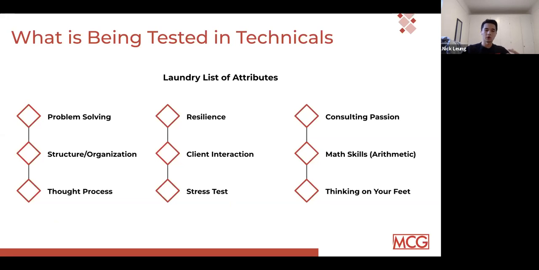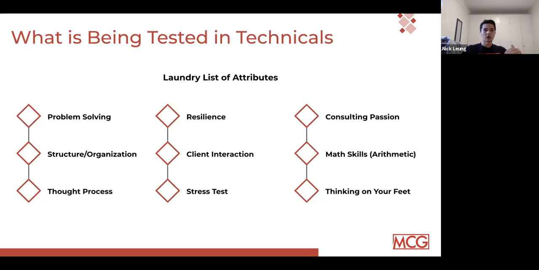The first is, of course, problem solving. The main part of a consultant's job is solving the client's problem, so of course they're testing this. You can tell from the types of questions they're asking. Market sizing, the case interview, they're all asking you to solve for something. So that's something they're really looking for.